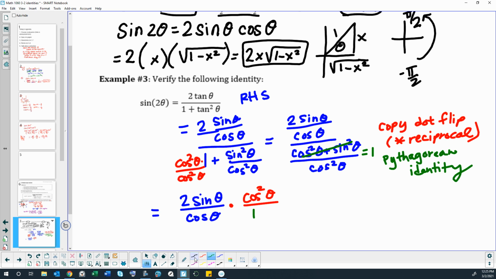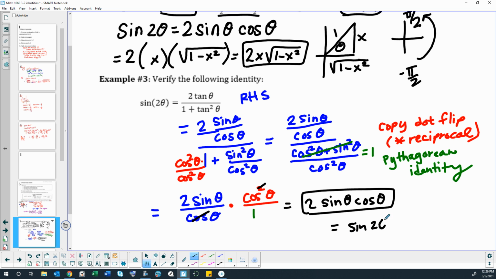Okay, so now let's simplify this. One of these cosines cancels with this cosine. And this is already a 1, so now we're left with a 2, a single sine theta, and a single cosine theta, because the cosine squared reduced with the cosine in the denominator. And that is, I guess I shouldn't have boxed that yet. We learned that identity today. That identity is the sine of 2 theta.